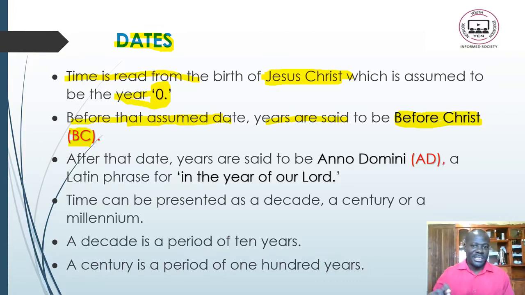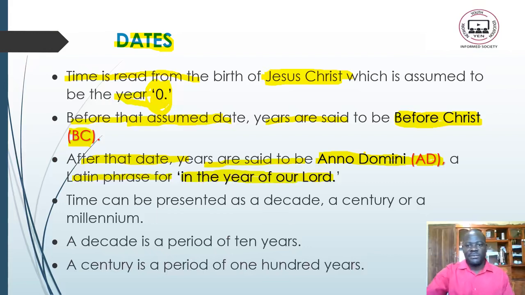So just know that that one is before Christ. Christ is assumed to be born in the year 0, so any date before the year 0 is before Christ. After that assumed date, after that year 0, the years are said to be Anno Domini, which is AD. Anno Domini is a Latin phrase which stands for in the year of our Lord.